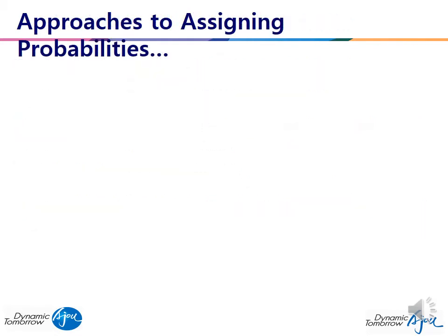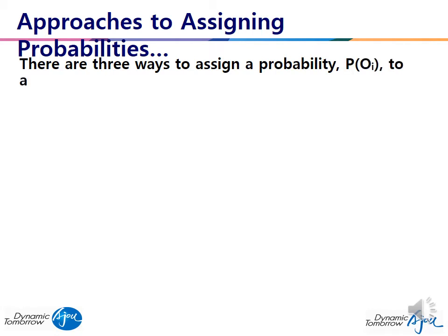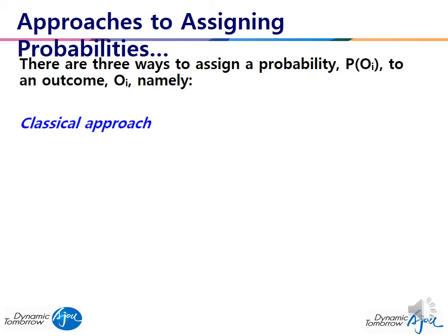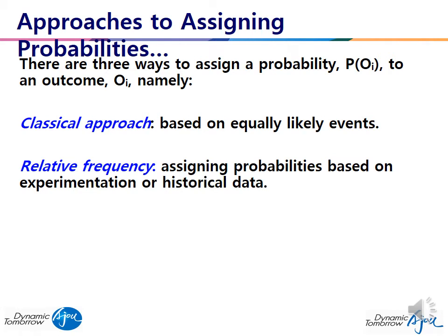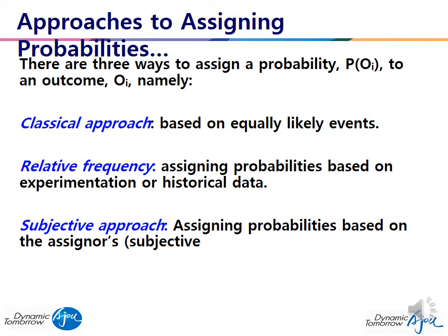Approach to assigning probability. There are three ways to assign probability. Denote by probability P(Oi), to outcome Oi, namely: classical approach is based on equally likely events; relative frequency, assigning probabilities based on experimentation or historical data; subjective approach, assigning probability based on the assigner's subjective judgment. I'm going to explain one by one these three approaches.